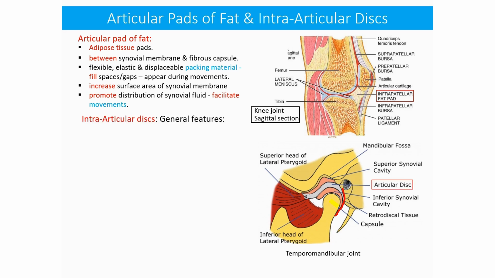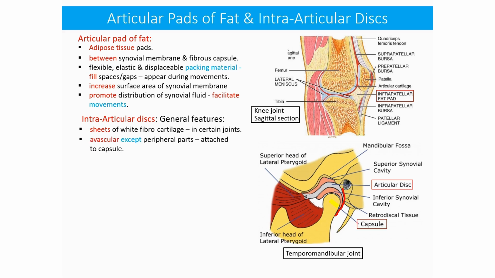The intra-articular discs and their general features. These are sheets of white fibrocartilage in certain joints such as the temporomandibular joint. These discs are avascular except their peripheral parts, which are attached to the capsule and get vascularity from the capsule. Their central part gets nutrition from the synovial fluid. They have no innervation, hence are insensitive.